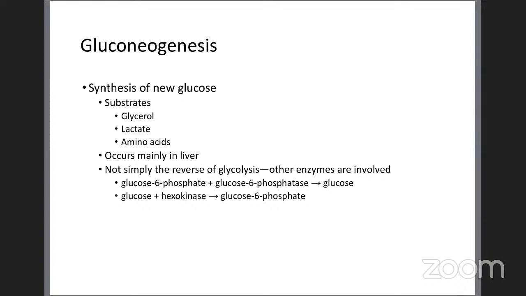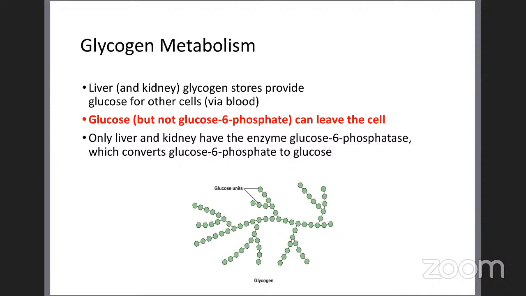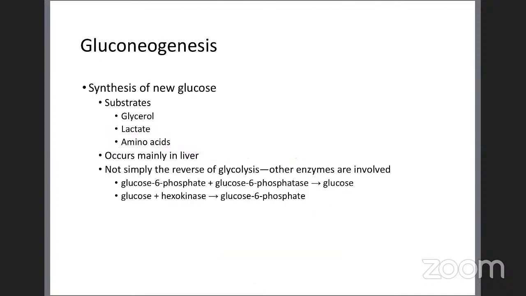Okay, so we were talking on the previous slide about glycogen metabolism. So we can break glucose off the glycogen. Another thing we can do is make brand new glucose. When we make brand new glucose, this is also happening in the liver, but it's a different process than glycogenolysis. We're going to take glycerol, lactate, and some amino acids, and we're going to be building those into a glucose molecule. It is going to be different than glycolysis, because there are going to be other enzymes we need. Specifically, we are going to need the glucose 6-phosphatase enzyme.